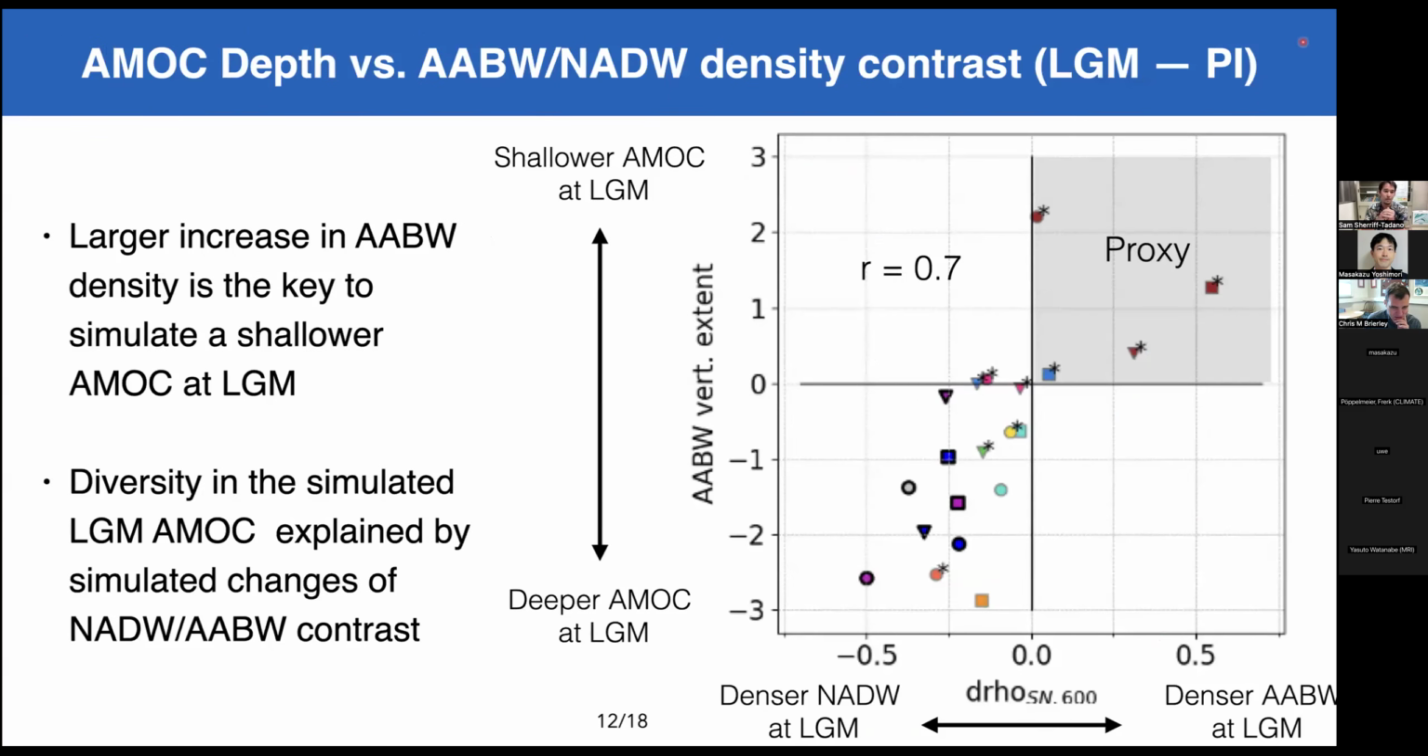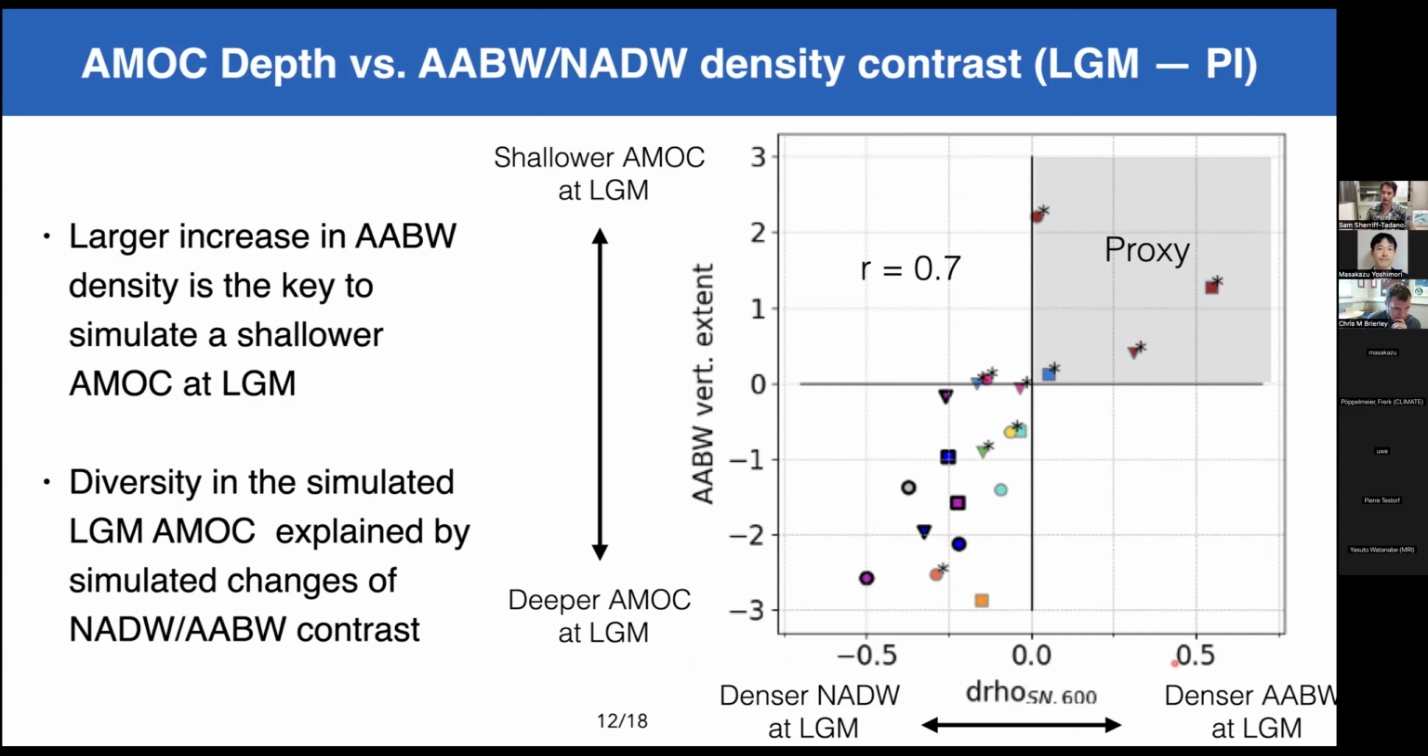Okay. So then we explored the relation of the changes in the LGM AMOC depth and the ABW-NADW density contrast using PMIP 2, 3, and 4 model outputs. So this is a new figure, which is based on the Vivas paper. The x-axis corresponds to the density contrast, y-axis corresponds to the LGM AMOC depth change. And we find that for models simulating a larger increase in the ABW at the LGM compared to the NADW, they tend to simulate the shoaling of the LGM AMOC. Whereas for models simulating a larger increase in the NADW density compared to the ABW, they tend to simulate a deepening of the LGM AMOC.